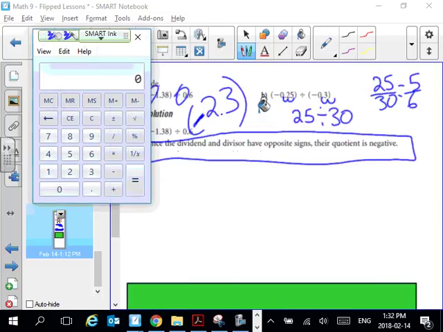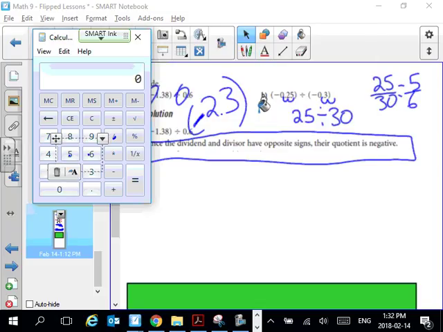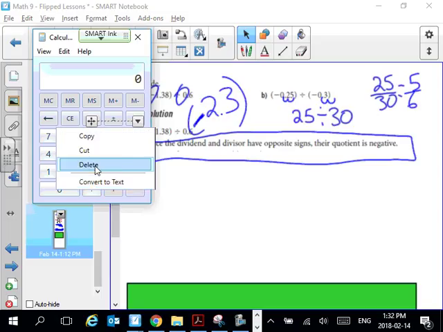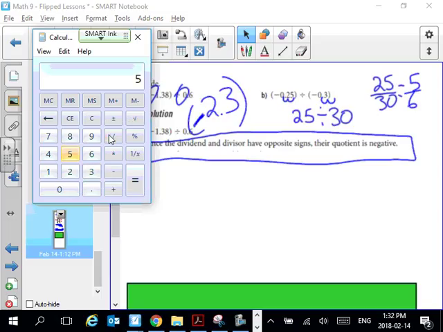Okay, so I can go 5 divided by 6. Oh, I should put this down. I'm going to have to delete those. All right, 5 divided by 6 equals 0.83.